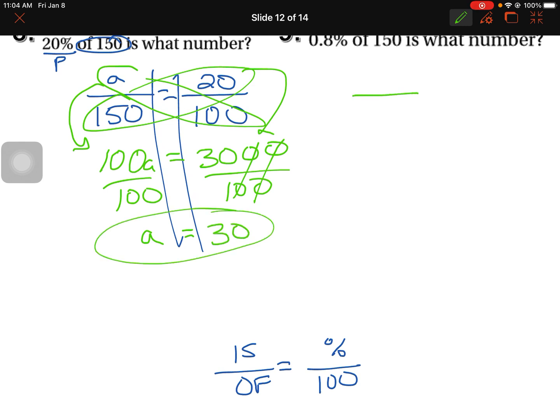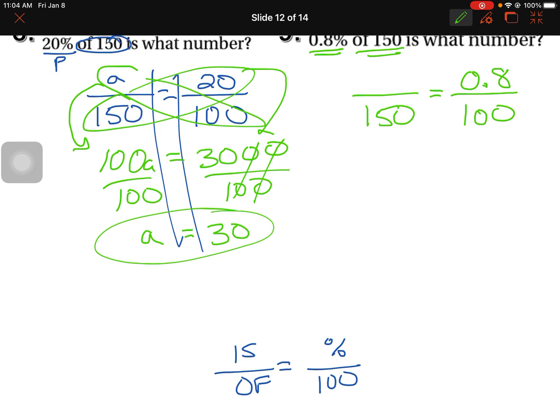All right, and then this final example here, before we get going, we're going to put 100 here. And this time, some of you guys freak out a little bit. You have a decimal percent. So we're going to write that just as 0.8%. It's less than 1%. Of is 150.